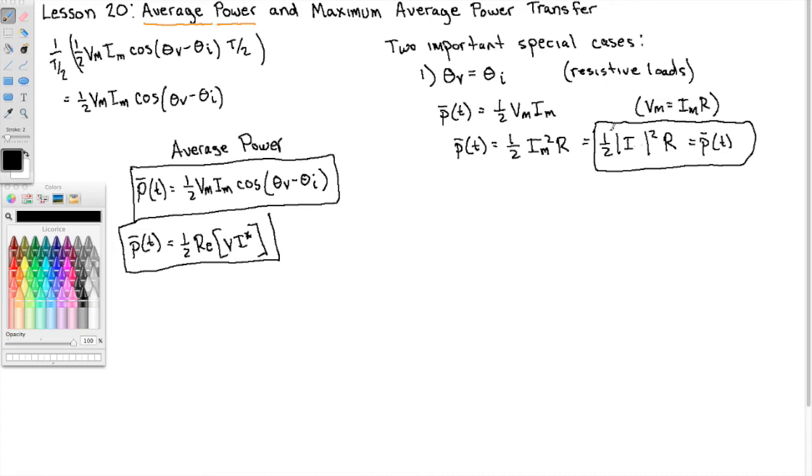This is always positive. So that means, again, resistive loads never supply power. Never supply average power.